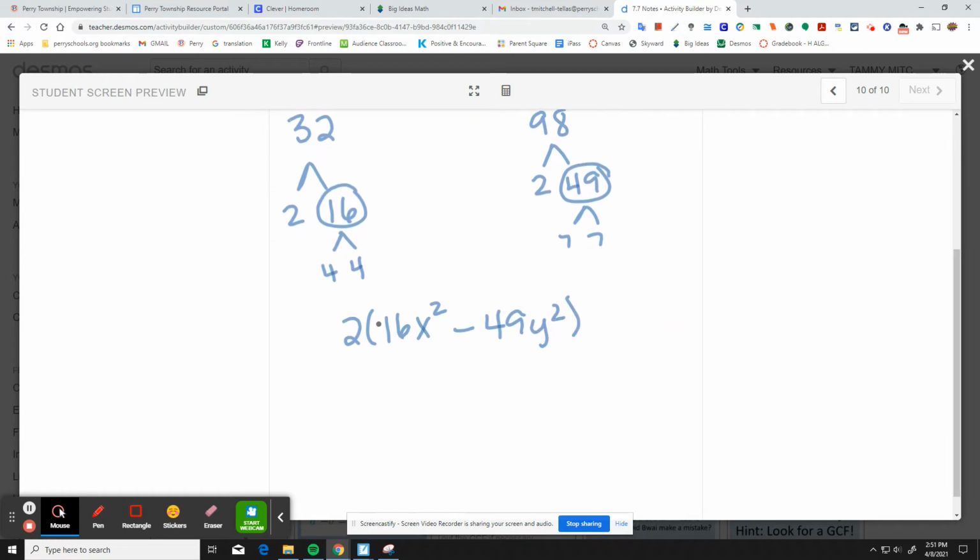Okay, so if I go with this is my A and this is my B, I just square root each of them. So the square root of 16 is 4, the square root of x squared is x, the square root of 49 is 7, and the square root of y squared is y. So this, remember we have to put in the other one as well, would be my final answer. This whole thing. And don't forget to take out your GCF if you can.